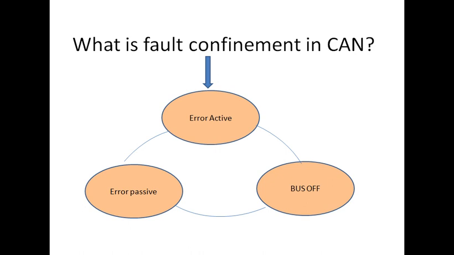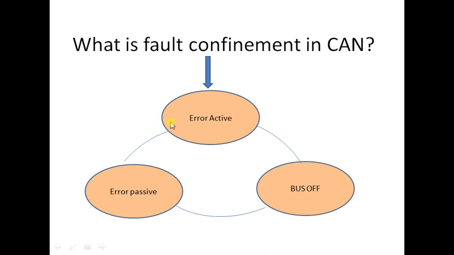This is an excellent feature that CAN has, the fault confinement in CAN communication. One of the best features that the CAN protocol has. Here you can see CAN has 3 different states: error active, error passive and bus off. By default all CAN controllers will be in error active mode. To decide whether it is error active, error passive or bus off, two counters are used: transmit error count and receive error count.